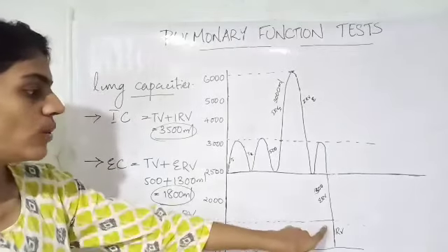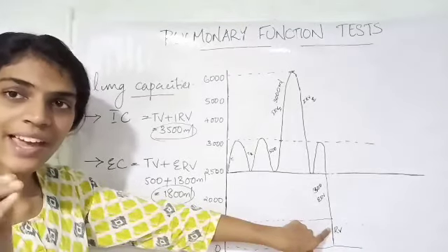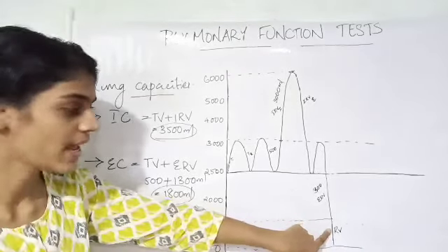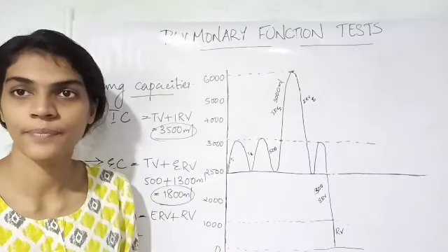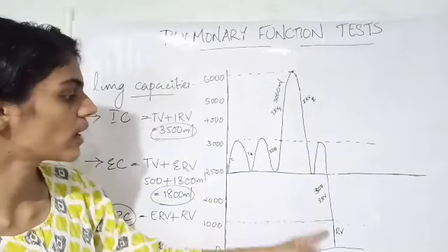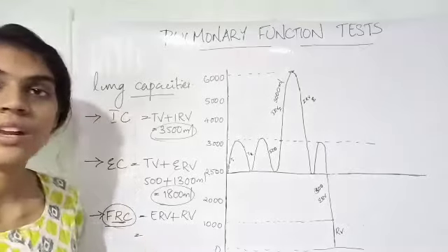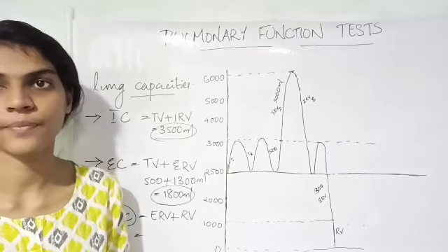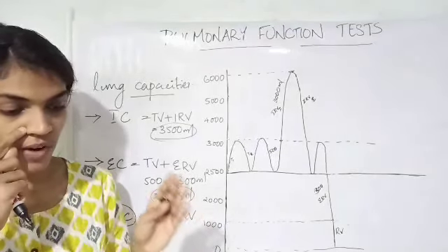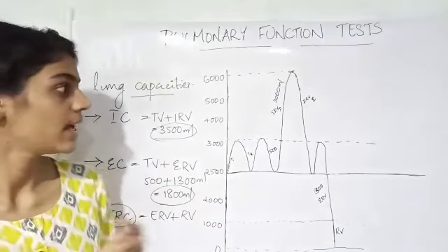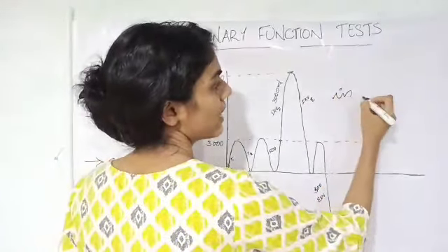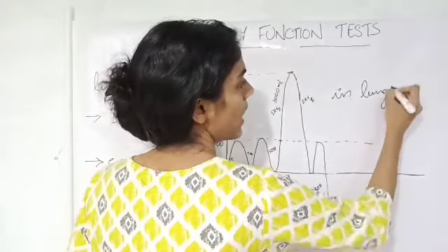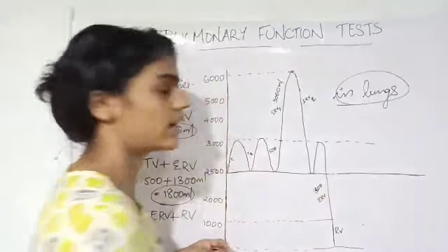So we know that a volume of air is already there in the lungs. Along with that, you can expire some amount of air. These together form the functional residual capacity. So functional residual capacity is the amount of air in the lungs. This is most important.